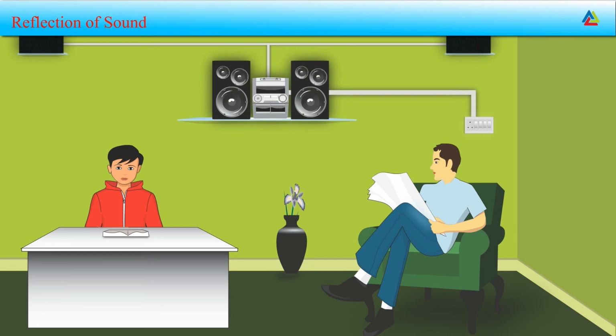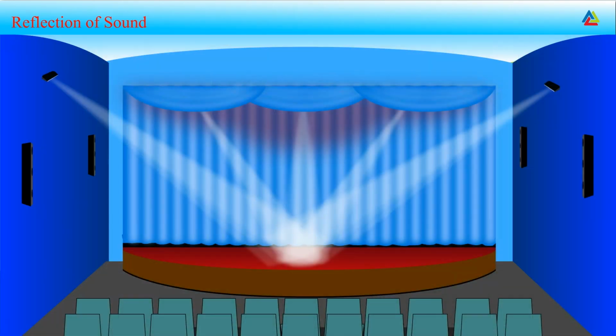And what about reverberation? A sound created in a big hall will persist by repeated reflection from the walls. The repeated reflection that results in this persistence of sound is called reverberation.